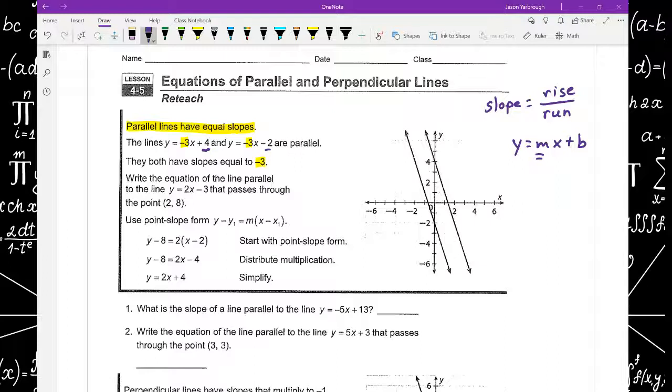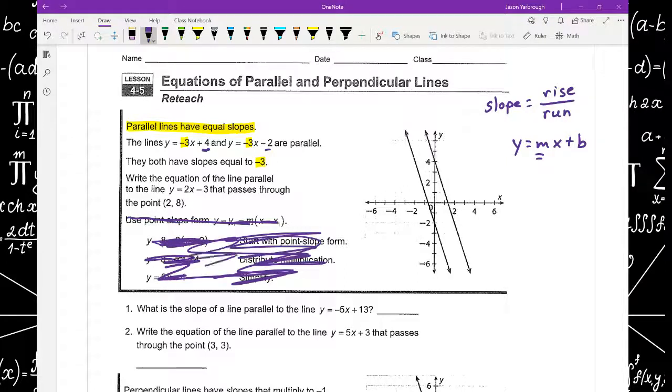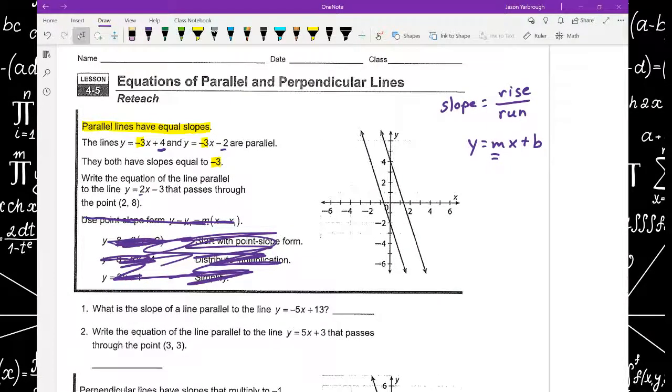Now they have this problem where they say use point-slope form. We're not going to use point-slope form. Instead, we're going to do it a little differently. So I'm going to write this one to the side here, and we're going to work through it a little differently than the ones they have. We want a line that's parallel to y equals 2x minus 3 that goes through the point (2, 8). Because it needs to be parallel, the slope is going to be 2.